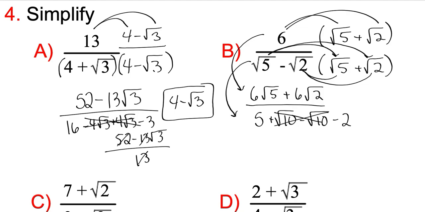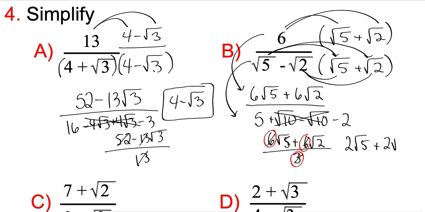So we'll rewrite this again. We have 6 root 5 plus 6 root 2 over 5 minus 2 is 3. Now we have to look at this. We can take a 3 from each of those. So we'll take a 3 out of each of those. That's going to get rid of that and turn these both into 2s. So we have 2 root 5 plus 2 root 2. And that's our answer for that one.